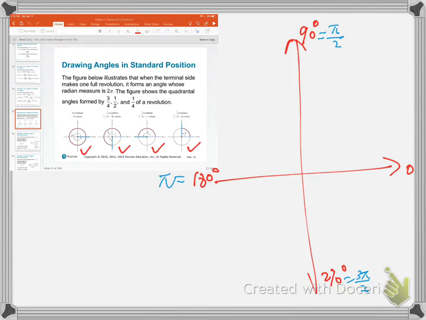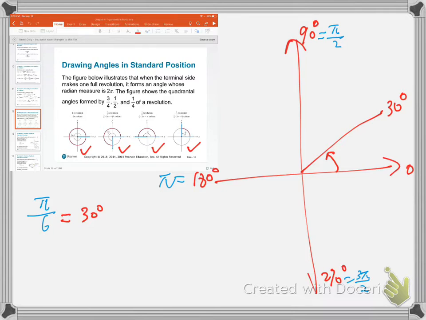So examples. For example, if you want to draw pi over 6, draw this angle pi over 6. If you're familiar with radian measure, you can just put it in the first quadrant. If you're not familiar with it, you can change it to 180 divided by 6. So this is 30 degrees. So it's between 0 and 90 degrees, right? So here will be, it's 1/3 of the first quadrant. So this is about 30 degrees. The rotation is counterclockwise.